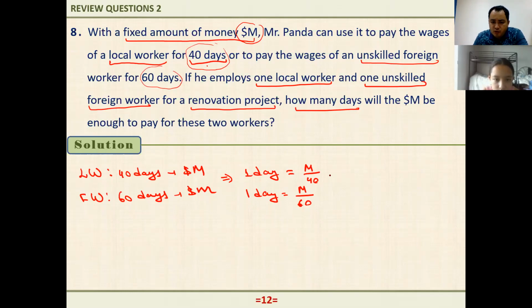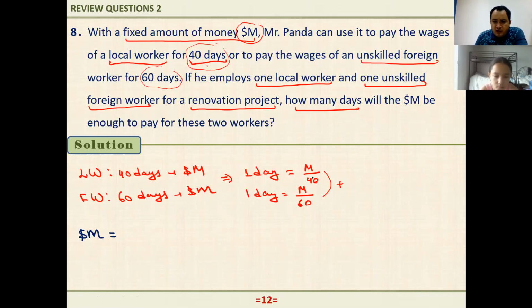their work, how much are we going to pay together, right? Because we have to pay this guy his rate, and we have to pay M over 60 dollars to this guy, the foreign worker, that is his rate. Now we are going to form our equation. So we have how much? Let me just form our equation here. We have M dollars. We are going to spend this to get our house painted, right?